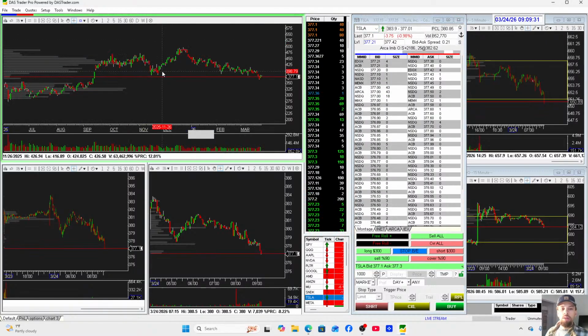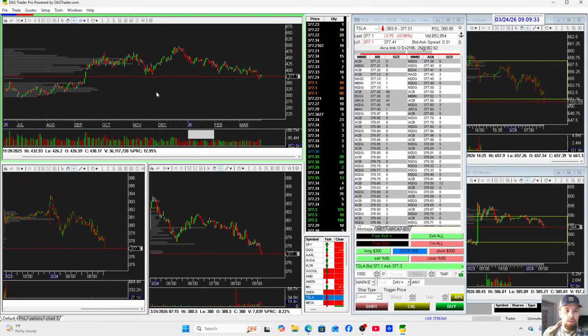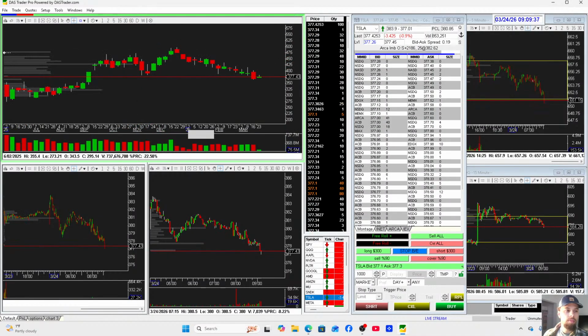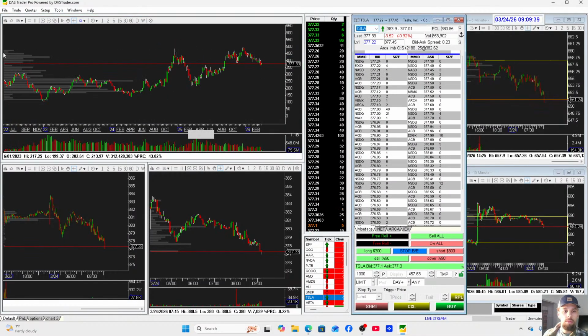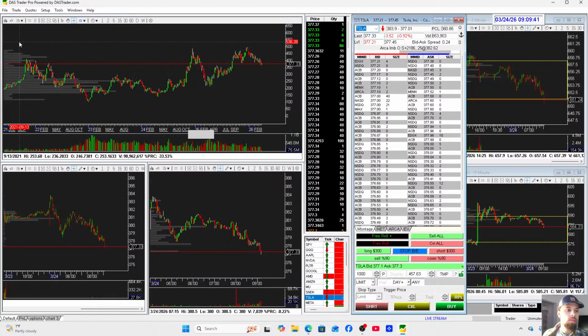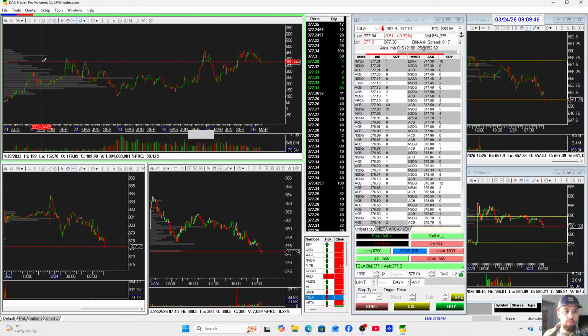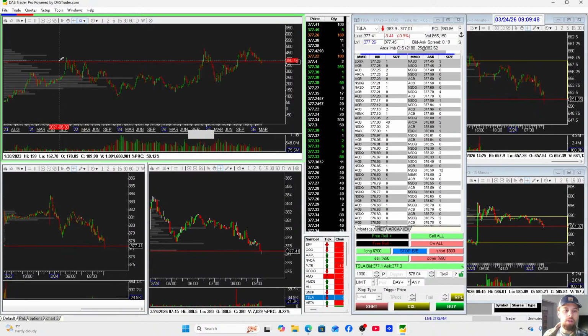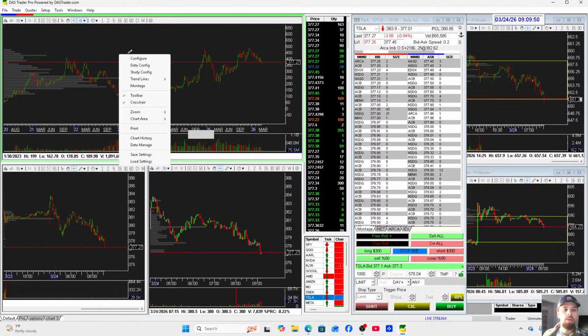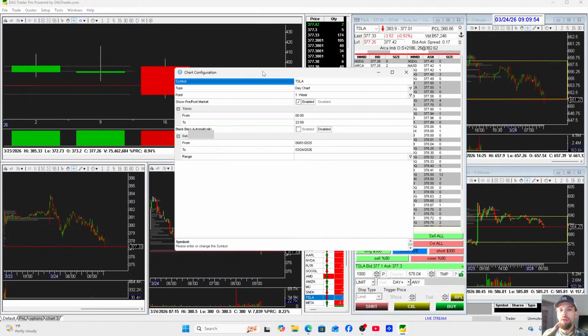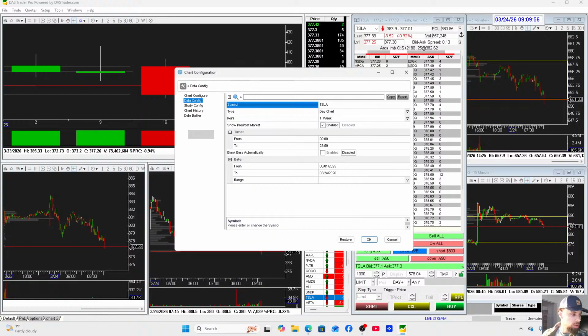Tesla. Not doing much on Tesla. It's at a pretty significant area of support, so maybe let's go to the monthly chart here.